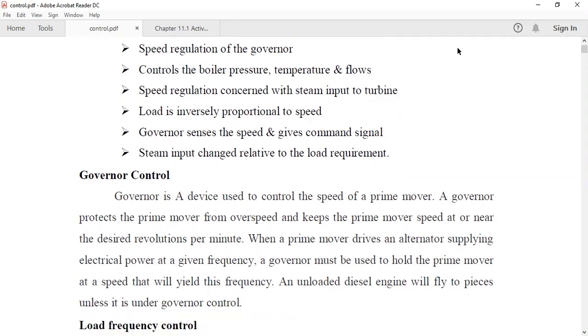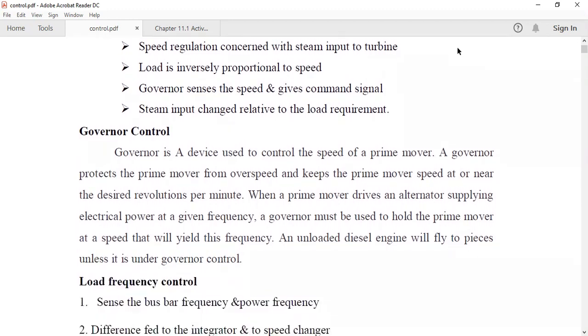As far as the governor is concerned, it is a device used to control the speed of the prime mover. A governor protects the prime mover from overspeed and keeps the prime mover speed at or near the desired RPM. So from these two sentences, it is very clear that a governor is a component or a device used to control the speed of the prime mover. With the help of the governor, we can protect the prime mover from overspeeding, and we can keep the prime mover speed at or near the desired RPM.